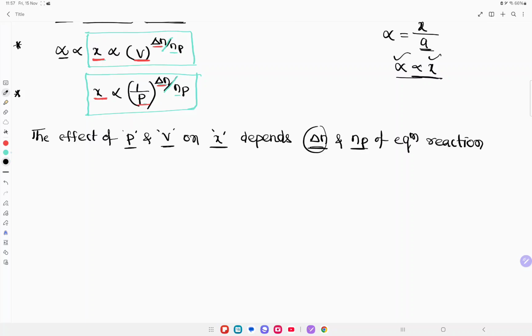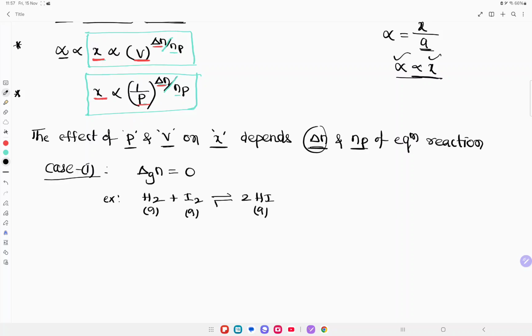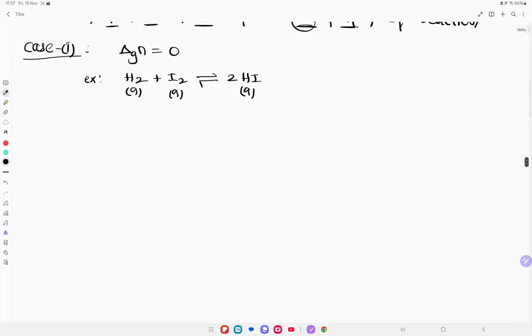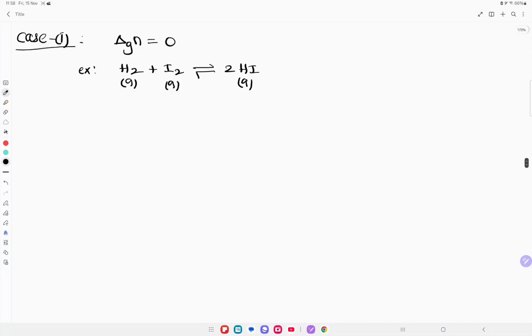So delta N in three cases. Case 1: delta N is equal to 0. For example, H2 gas plus I2 gas gives rise to 2HI. This is my equilibrium reaction for which delta N is equal to 0.